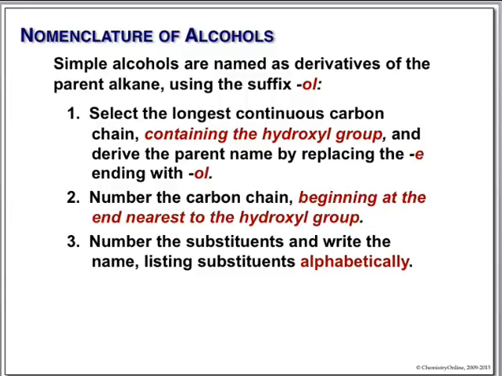If we look at a sample here, our longest chain must contain the alcohol, so it's going to be that. We want to give it the lowest numbers. We want to start numbering out here by the bromine. And we would simply say this was a 1-bromo, 2-hydroxy, and this is a butane side chain.